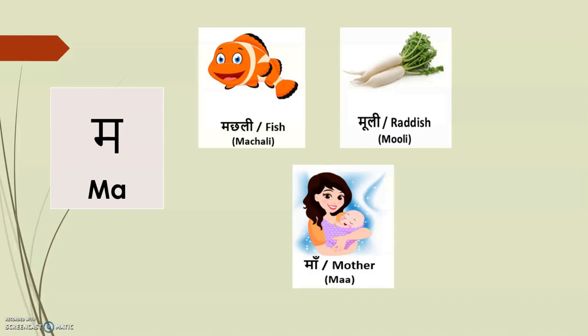So in the first picture, we can see a fish. Fish in Hindi is called Machli. In the second picture, we can see radish. Radish in Hindi is called Mooli. And in the third picture, we can see a mother. Mother in Hindi is called Ma. All these three objects begin with the letter Ma.